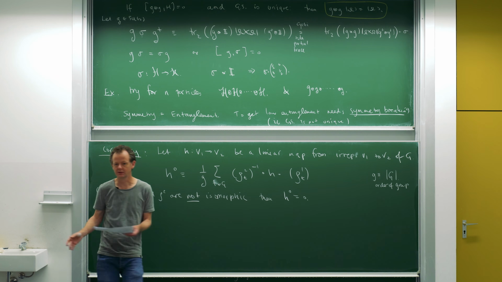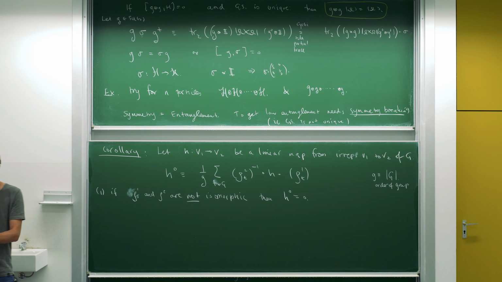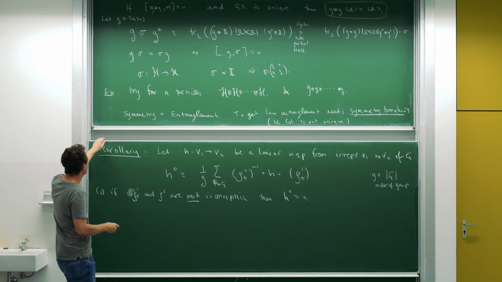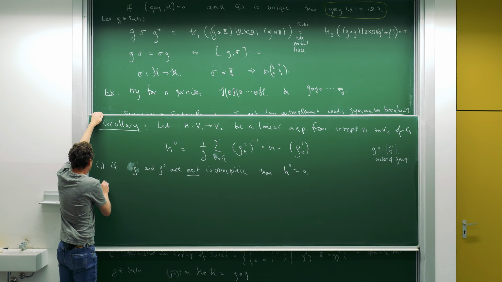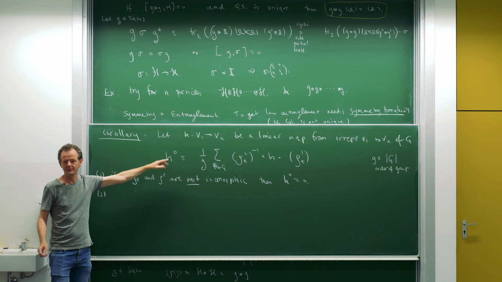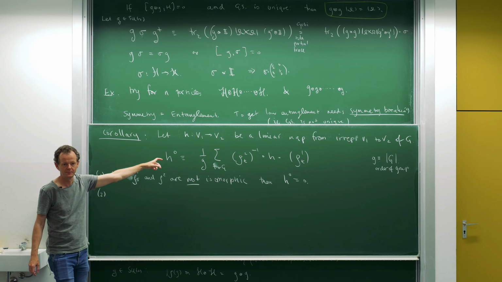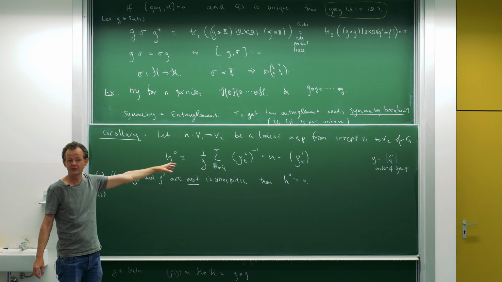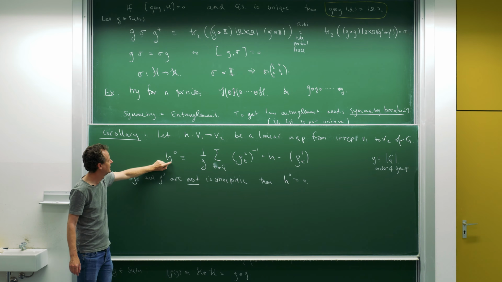Okay, the first half should be kind of no surprise, and neither should the second half. I mean, all I'm doing is now applying Schur's lemma to H naught, right? So the hard part of this corollary is to really argue that H naught commutes with the group, and that's not very hard.